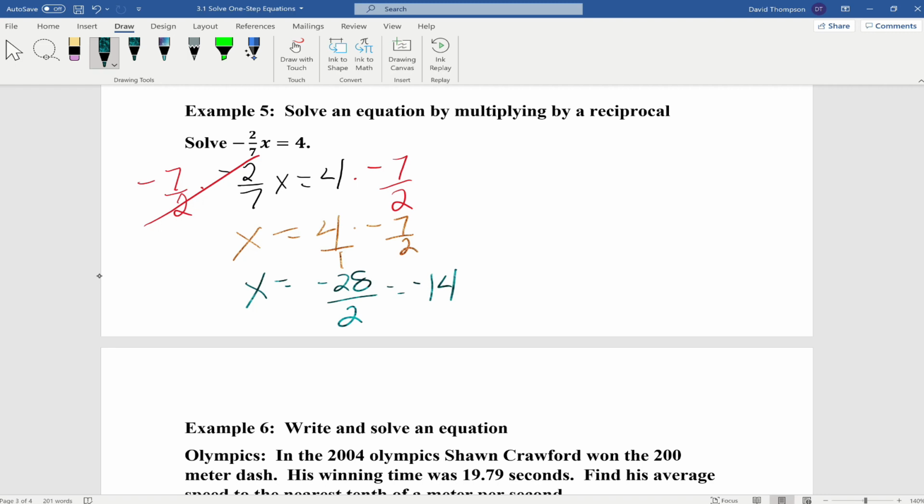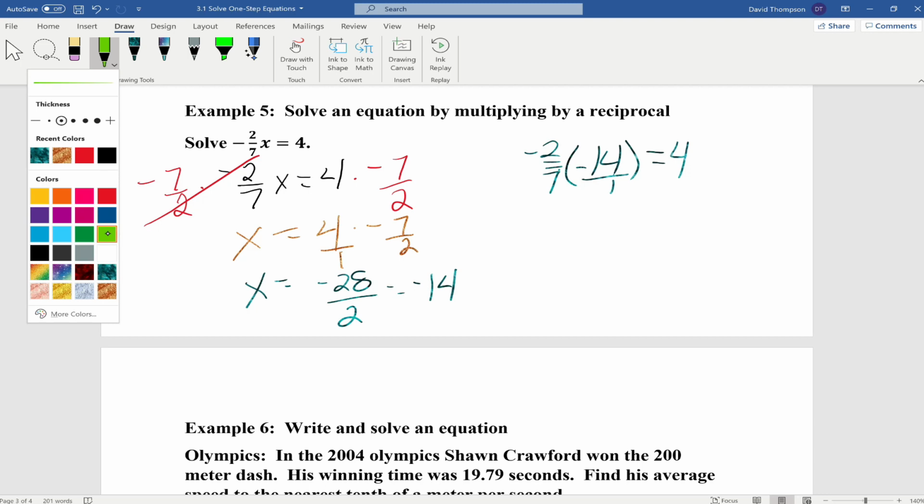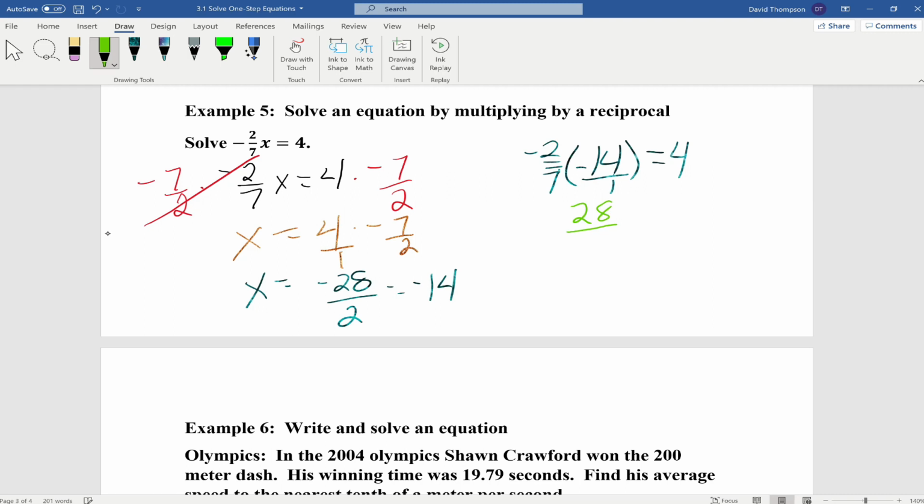We can double check by plugging into our original equation. So we're going to do negative 2/7 times negative 14 and see if that equals 4. Recall 14 is the same thing as 14 over 1. Negative 2 times negative 14 is going to be a positive 28 over 7. And 28 divided by 7 is 4. So 4 equals 4, and we check out.